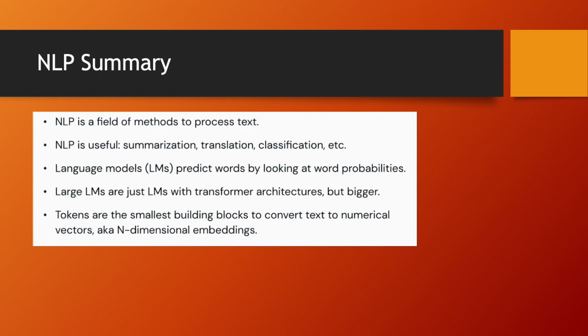So here's the overall NLP summary. NLP is a field of methods to process text. It is useful in summarization, translation, classification, and other domains. Language models predict words by looking at word probabilities. Large language models are just language models with transformer architectures, but bigger. Tokens are the smallest building blocks used to convert text to numerical vectors, aka n-dimensional embeddings.